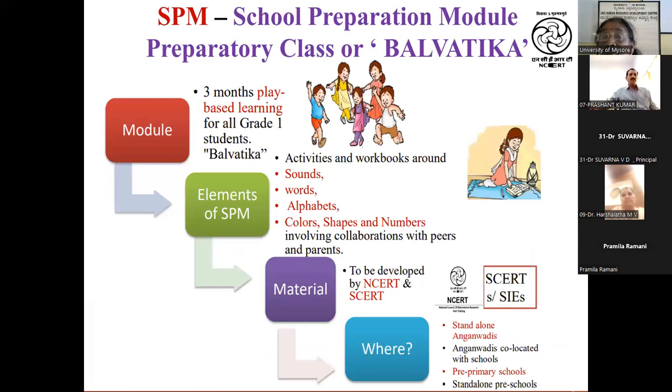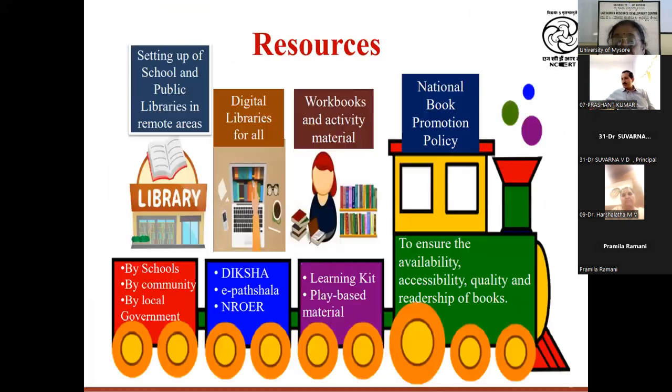Now, SPM is school preparation module, preparatory classes for Balavatika. So 3 months of play-based learning for grade 1 students. Activities are for sounds, words, alphabets. So you can see how they are doing it, of course, I heard they are already prepared.